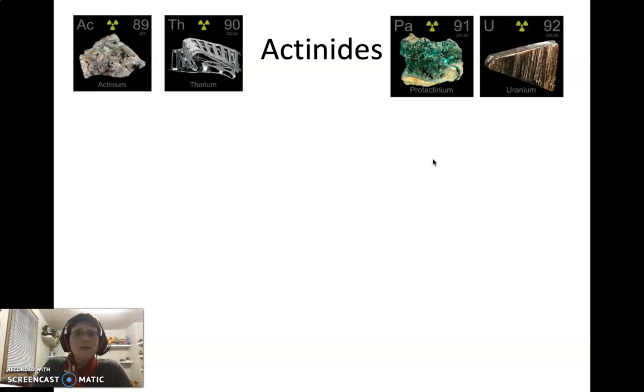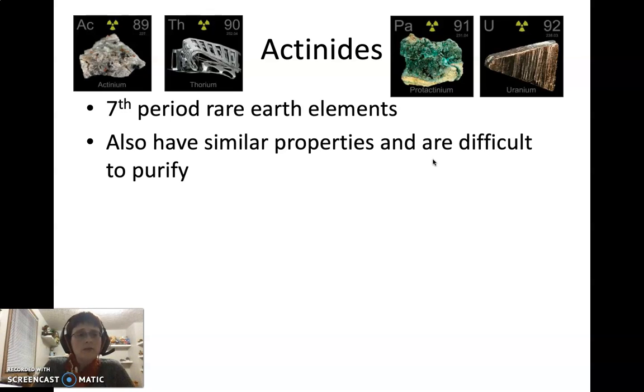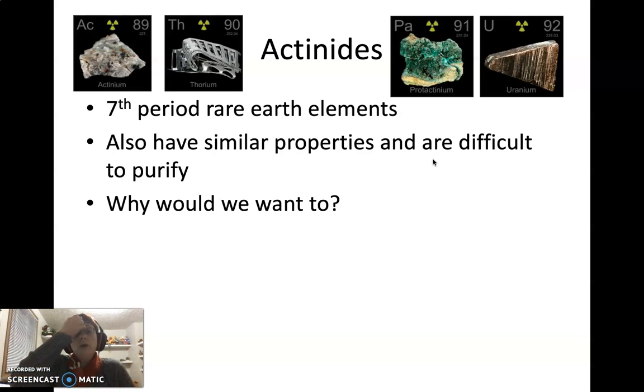The actinides are the lower row that are underneath the lanthanides. This is the 7th period rare elements. These also have similar properties to each other and are difficult to purify if they are found together. So the question is, why would we want to? Why would we want to get these elements? Well, if you take a look at the 4 that are up here, actinium, thorium, protactinium, and uranium.